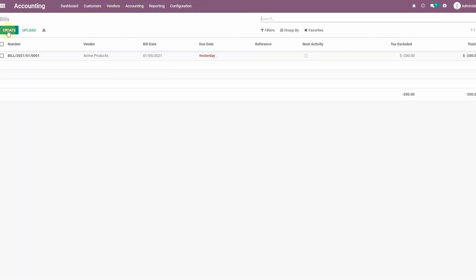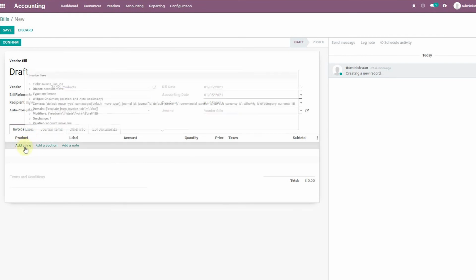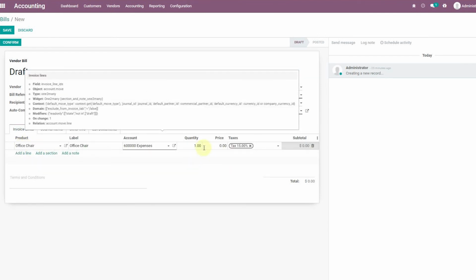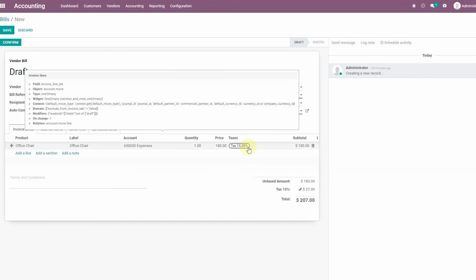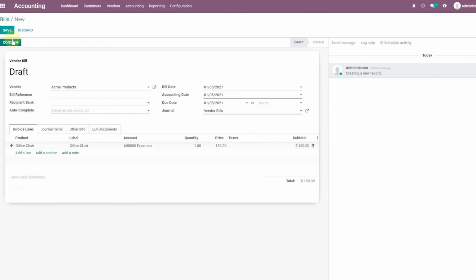I'm going to go here to vendors again, and I'm going to create another invoice, and we can just use Acme Products again. And I'm going to add a line. And let's say we need another one of those cool office chairs. They're really neat. Maybe we get a discount. It's only $180 this time because we're buying a second one. I will leave the tax off for now. We might do one with taxes right before we close.